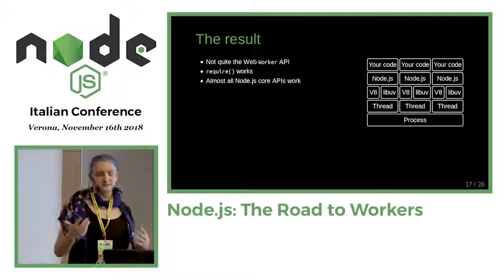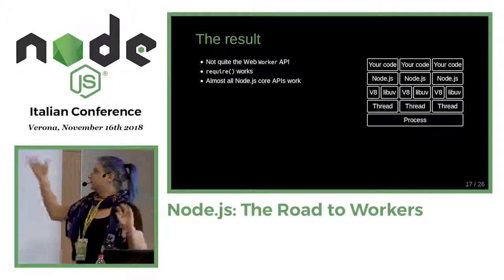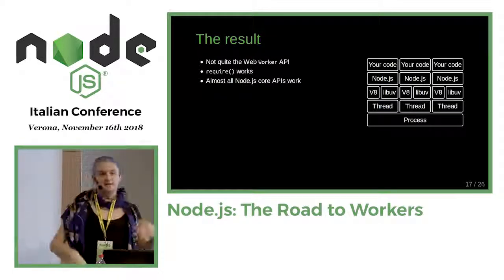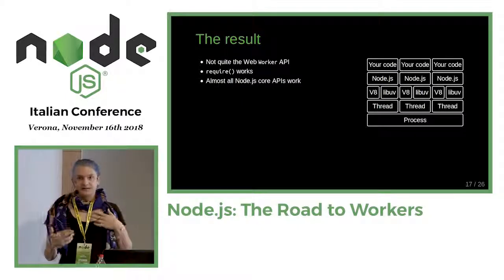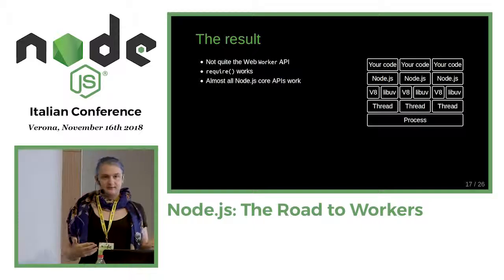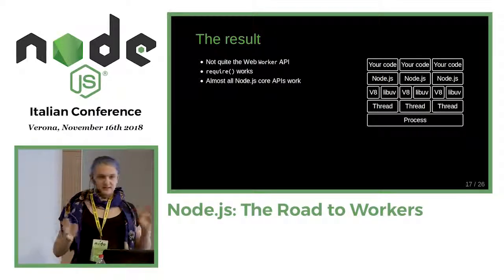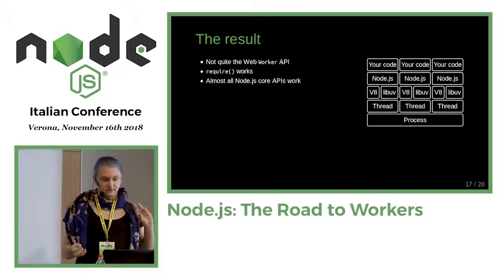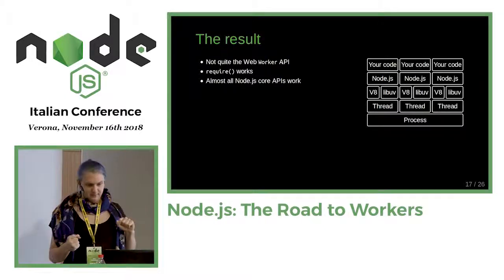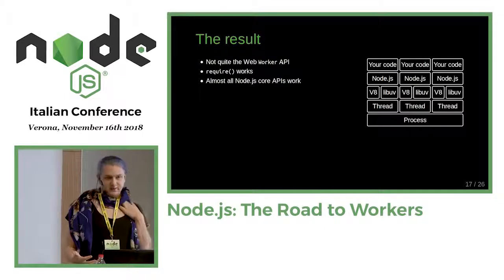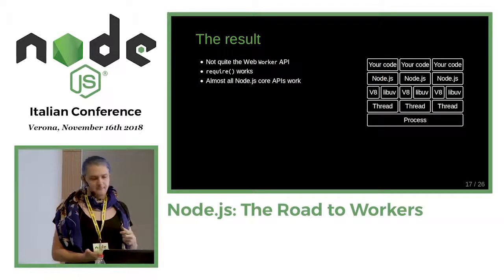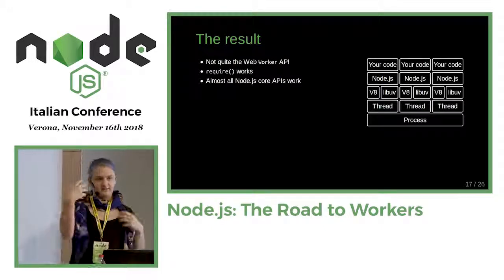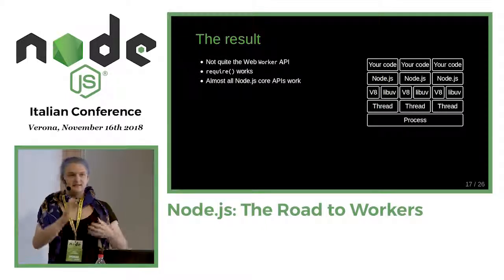Okay, so the result, because we have these very independent Node.js instances, is that you basically have the full Node.js API available. And in particular, you can require modules. This doesn't work in web workers. It's not quite the same API. It's kind of close to it. It resembles it, but we have a very different environment inside the worker.